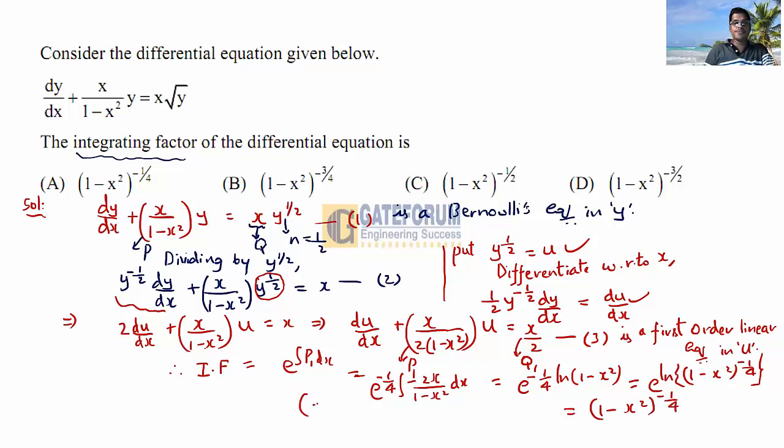Since e to the power natural logarithm of any term, x term, y term, any term, simplifies to that term only. So the answer is 1 minus x square whole to the power minus 1 by 4. Accordingly, option A. This is the end of the question.